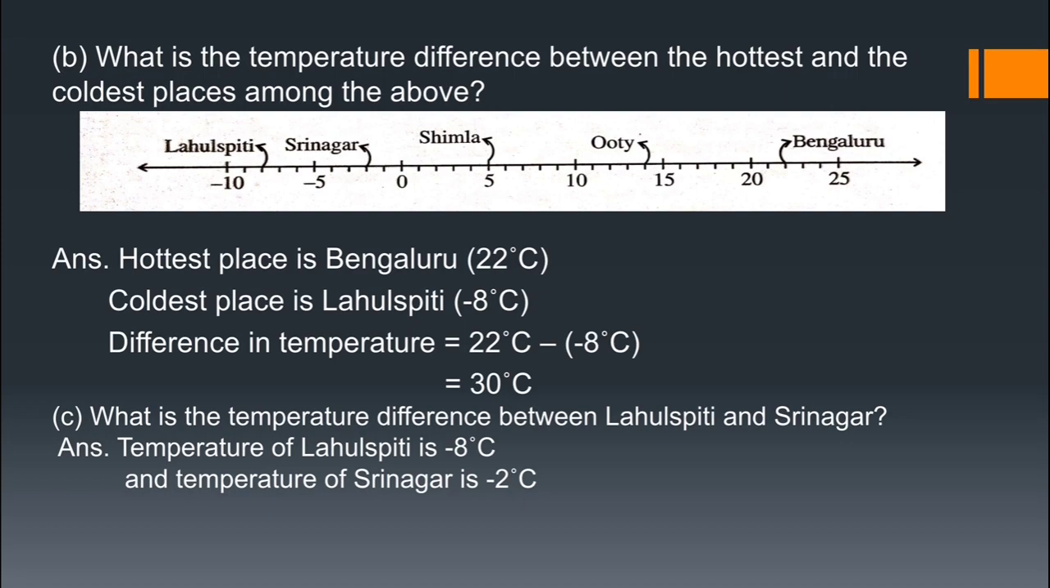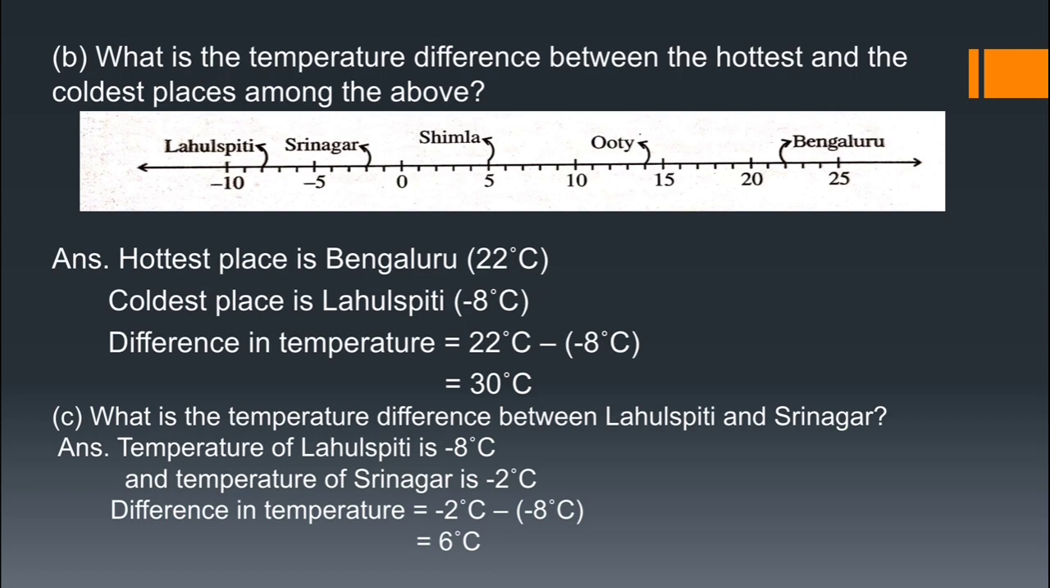So we can write difference in temperature is equals to minus 2 degree centigrade minus within bracket minus 8 degree centigrade. Again it will come out to be minus 2 degree centigrade plus 8 degree centigrade. Why? Because we know that minus into minus comes out to be plus. So minus 2 degree centigrade plus 8 degree centigrade comes out to be 6 degree centigrade, having positive sign.